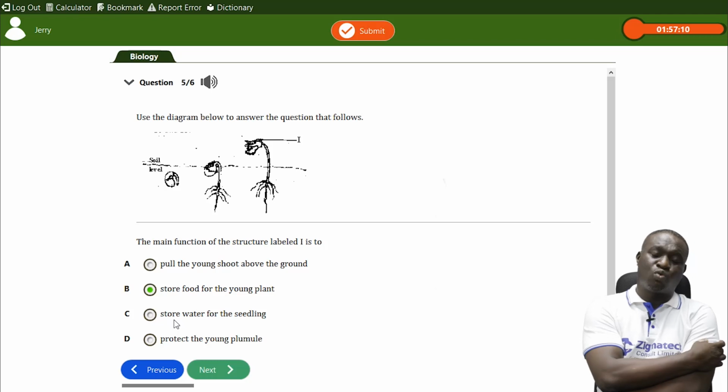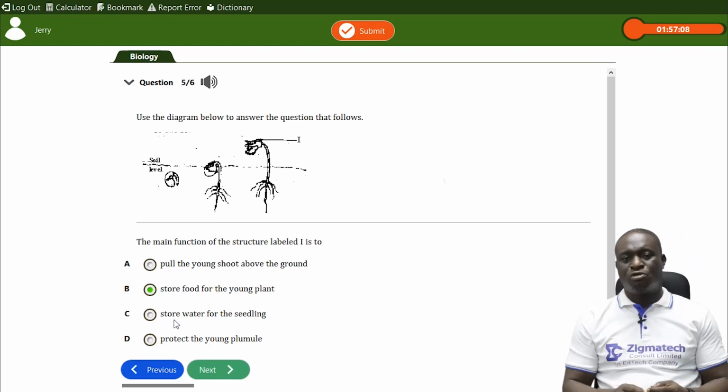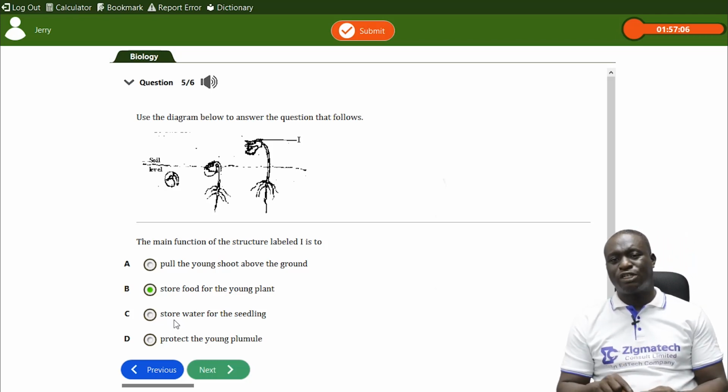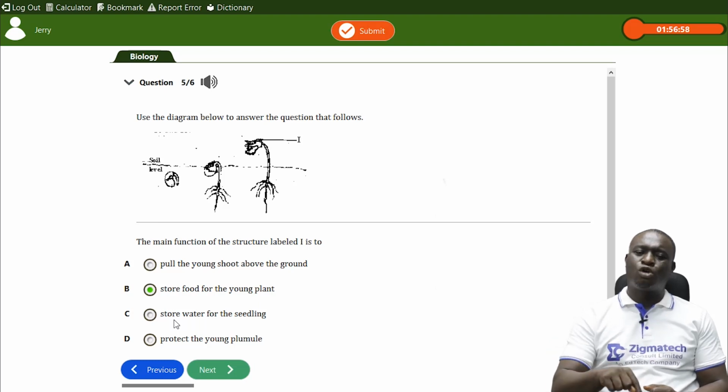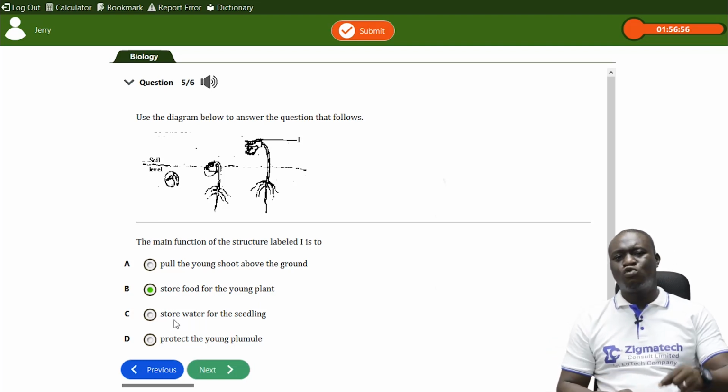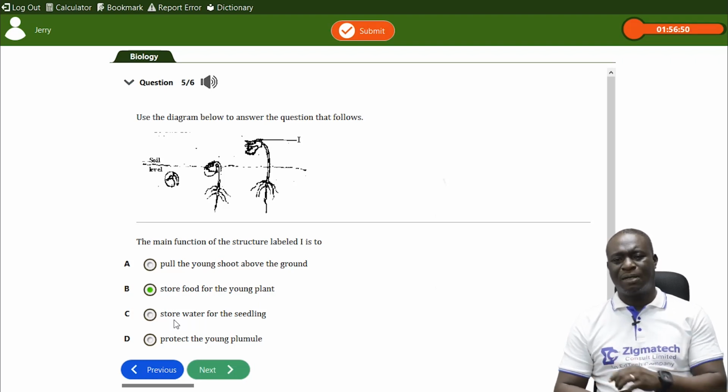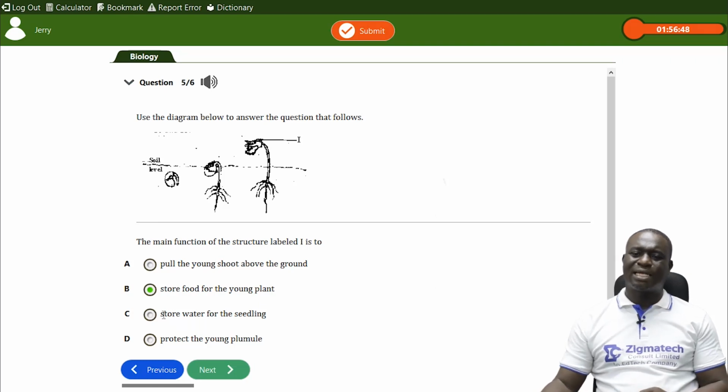If you go back to what we said about food, remember we said in the dicotyledonous plant, beans, the food is stored in the cotyledon. But in monocotyledonous plants, the food is stored in the endosperm. Okay, it's stored in the endosperm. So this is the correct answer.